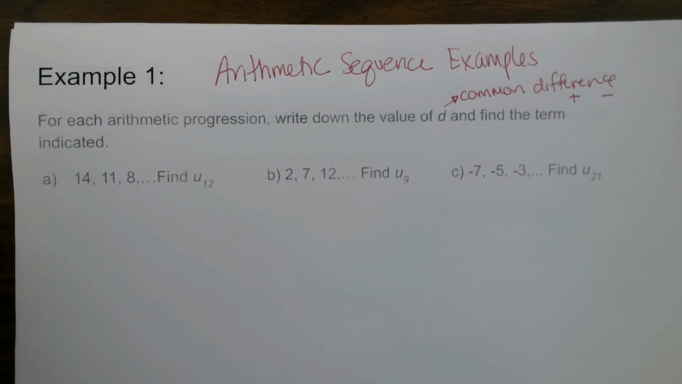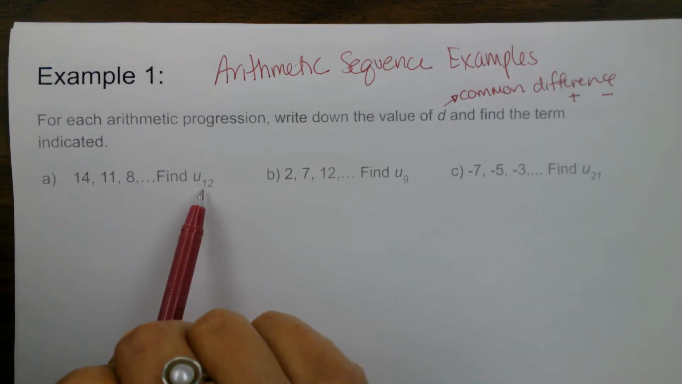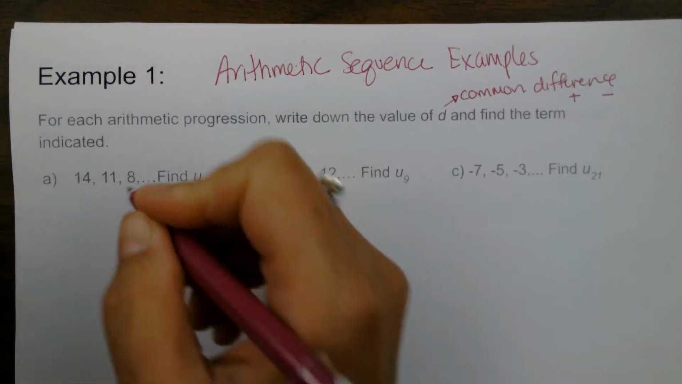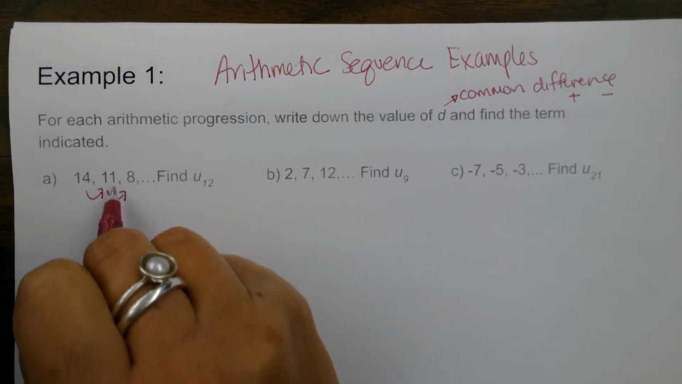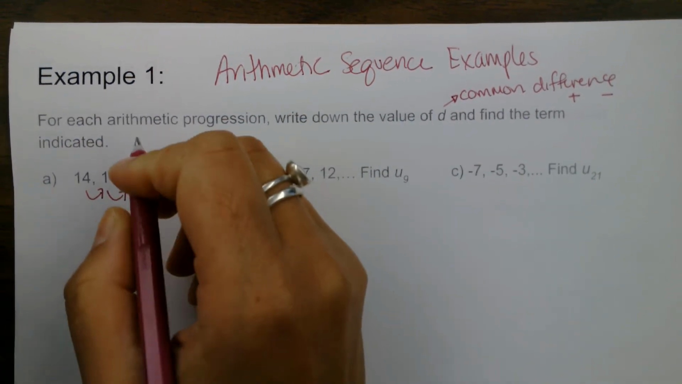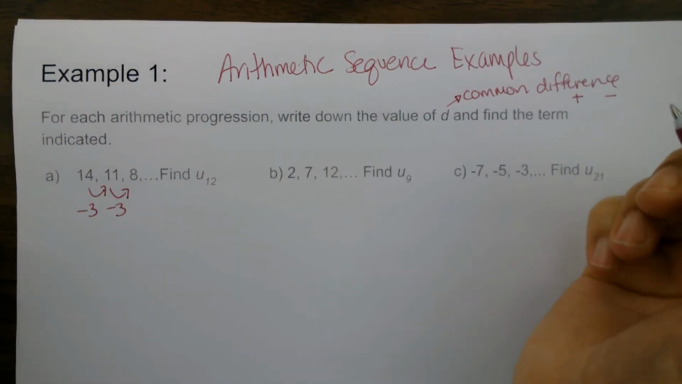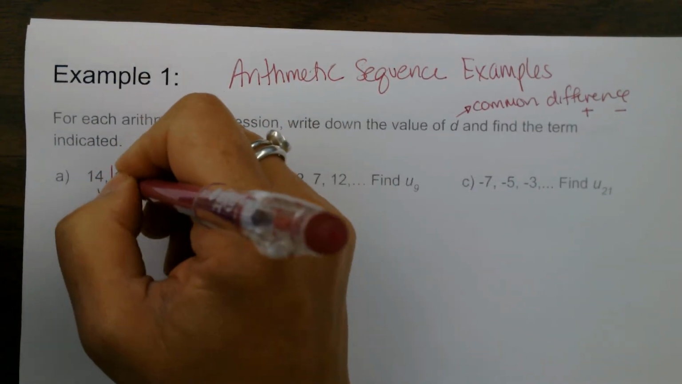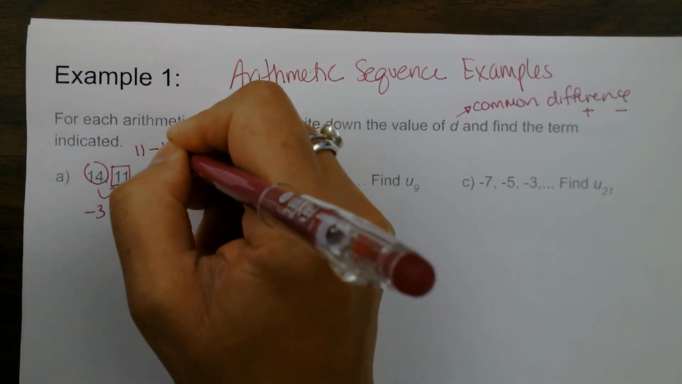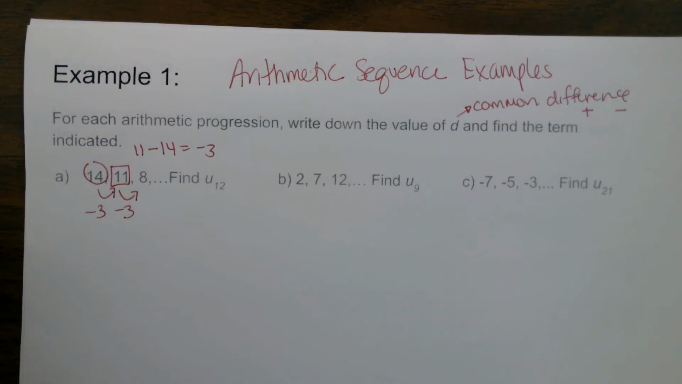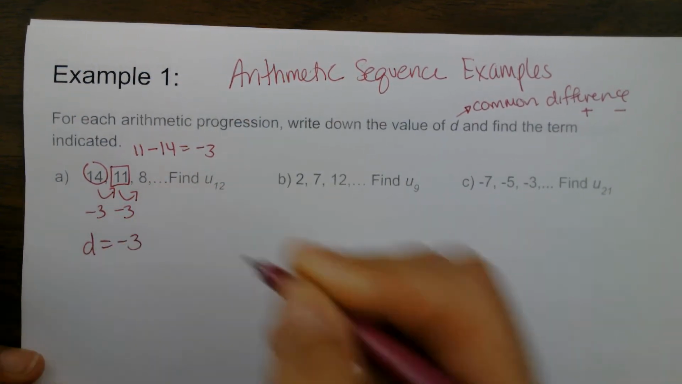So let's look at part A: 14, 11, 8, and we need to find the term indicated, which is u sub 12. First, let's find the common difference. What are we doing to get from 14 to 11? We are going down by 3. If you can't see that and you want a calculator way of doing it, you take the second term and subtract it from the first term, and you get minus 3. So that is our common difference, negative 3.